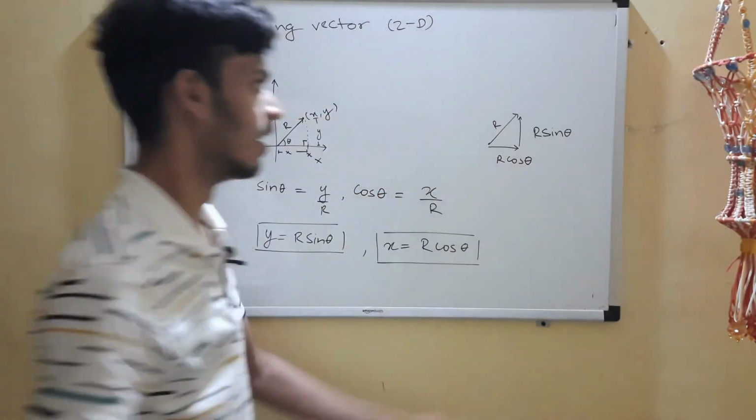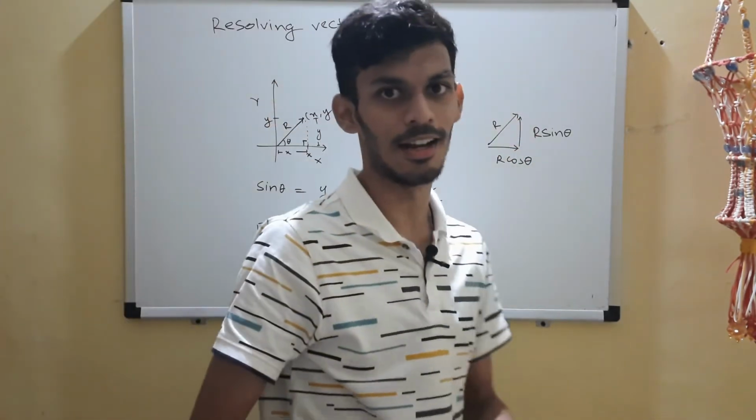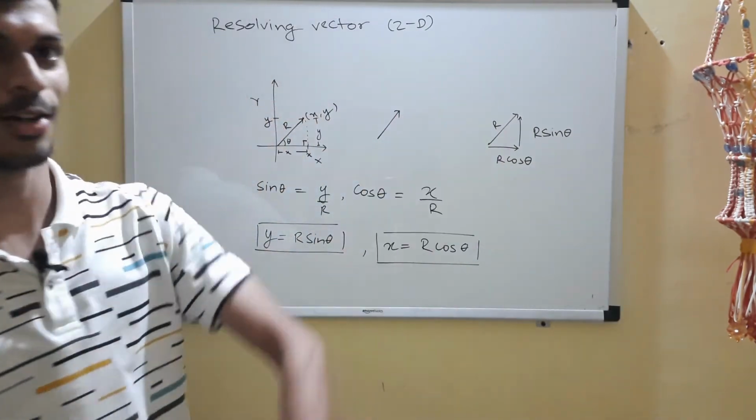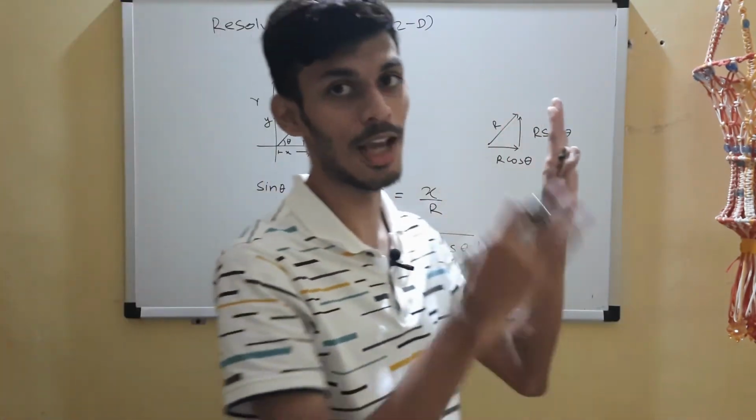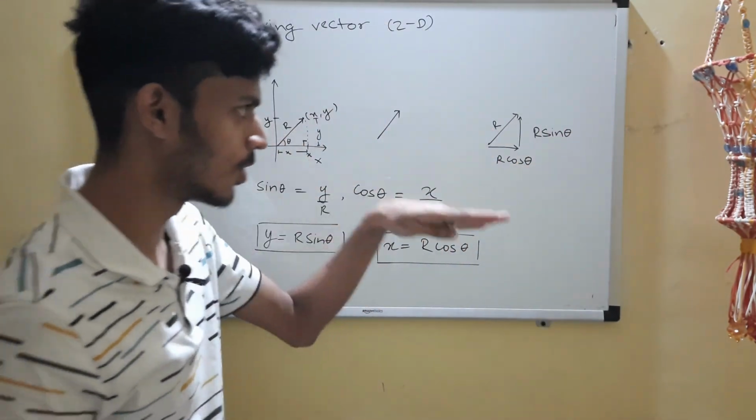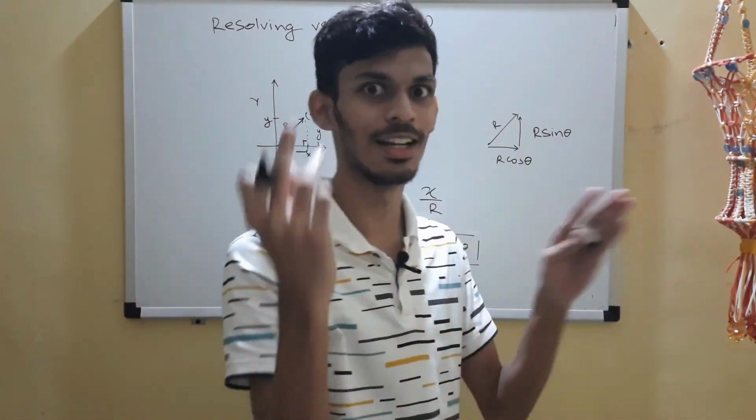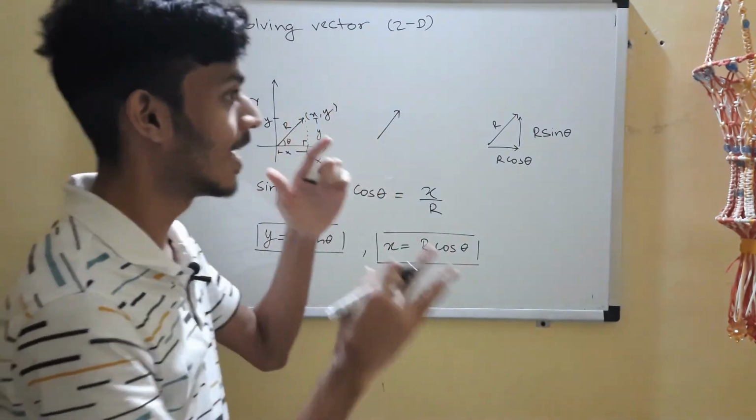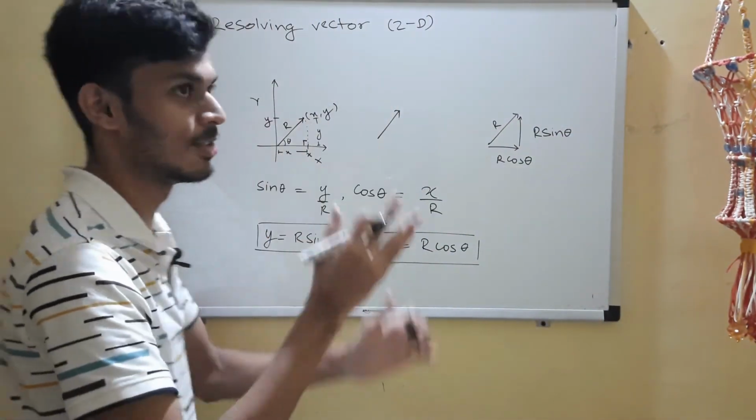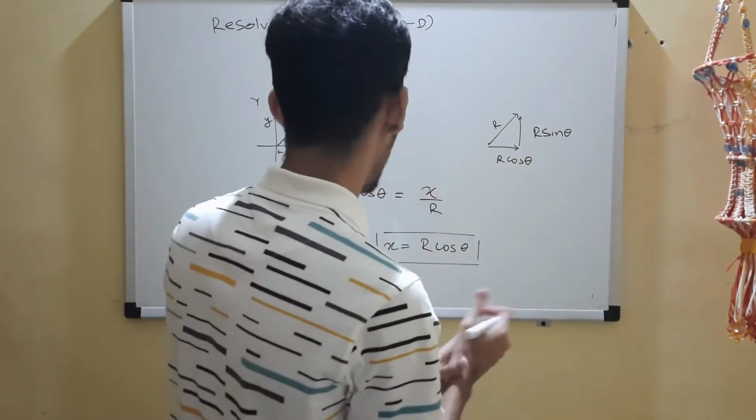So you can easily break that vector r. Any vector you have, you can break it into its trigonometric components. The vertical will be r sin theta, the magnitude times sin theta. The horizontal will be the magnitude of the vector times cos theta. So you can break any vector into its perpendicular components using trigonometry. So that is amazing, right?